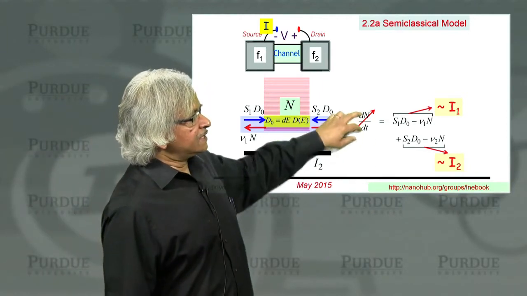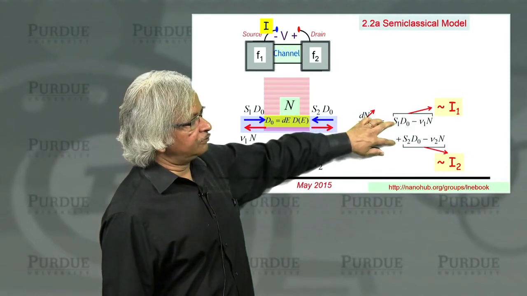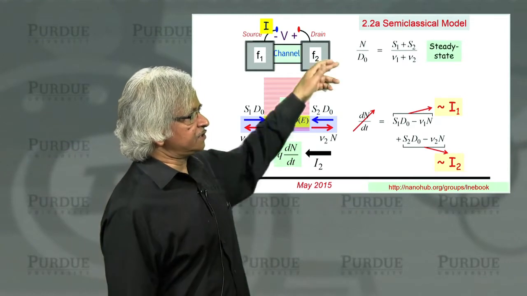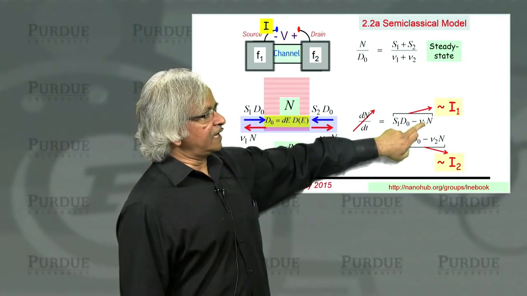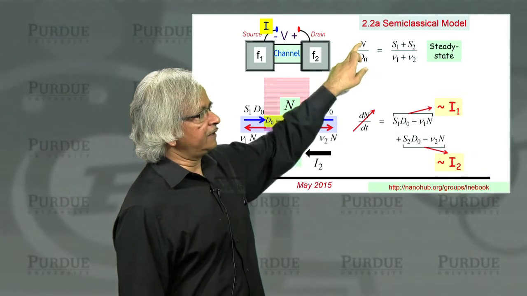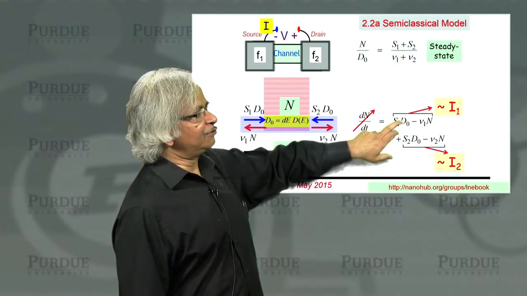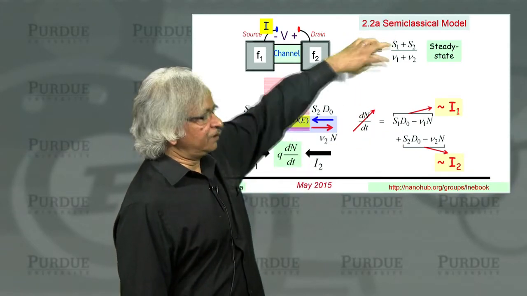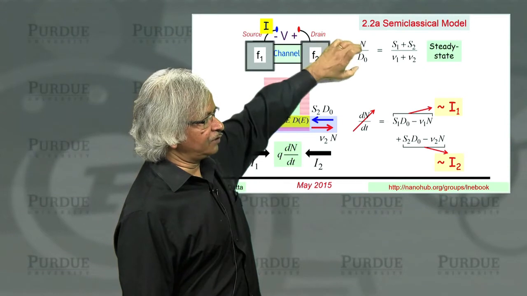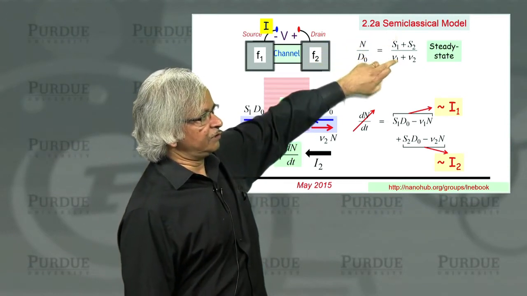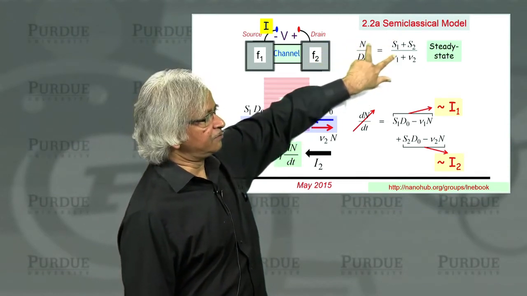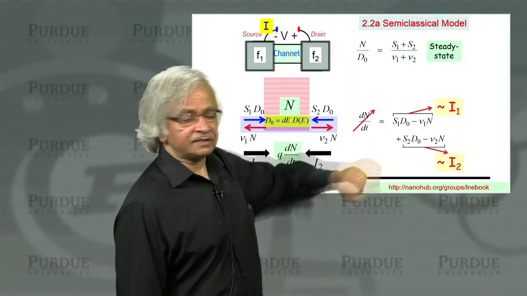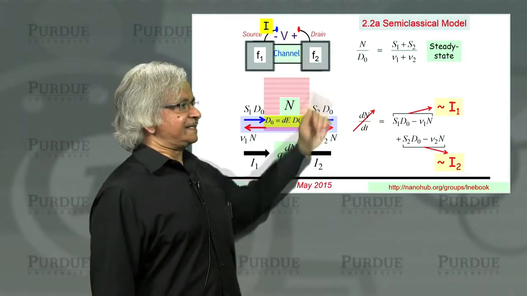Now, since this is equal to 0, I can solve for the number of electrons inside the channel under steady state conditions. So n times (nu1 plus nu2) is equal to D0 times (S1 plus S2). I've divided it around and written it as n over D0 is (S1 plus S2) over (nu1 plus nu2). As I said, if you multiply these two, that's equal to those two. That's what this equation tells us. So this is then the steady state.